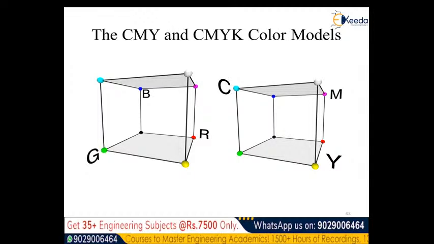So 3 of them are the designations of red, green, blue, RGB. Next 3 are CMY, cyan, magenta and yellow, and of the remaining 2, one is shown with the help of white color, and the other is shown with the help of black color.